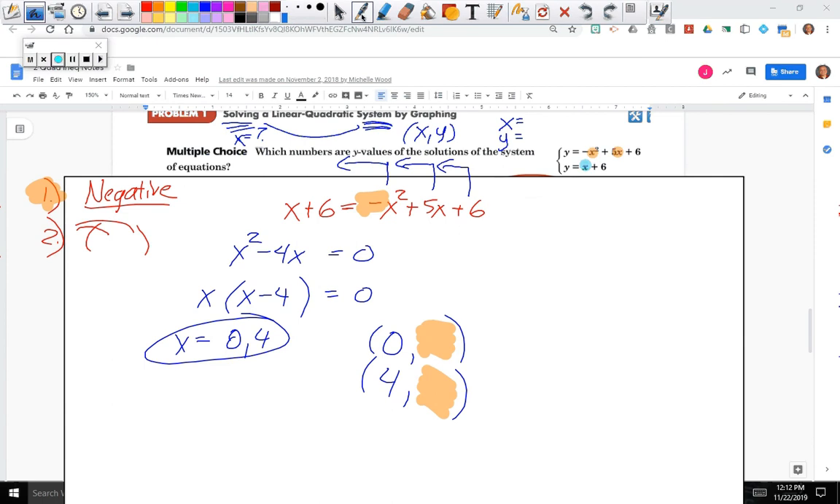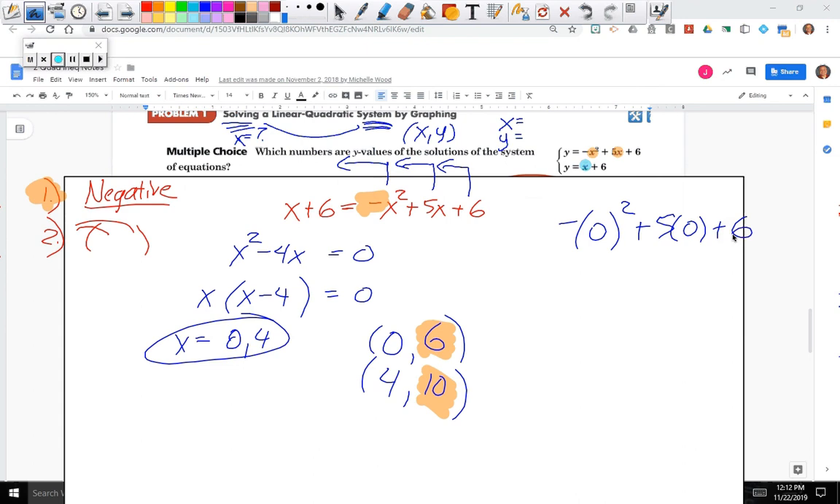What does 0 give me? 6. What does 4 give me? 10. And those are my answers. Otherwise, when you plug in stuff, you're going to have to be careful with parentheses. Let's say we plugged in a 0.